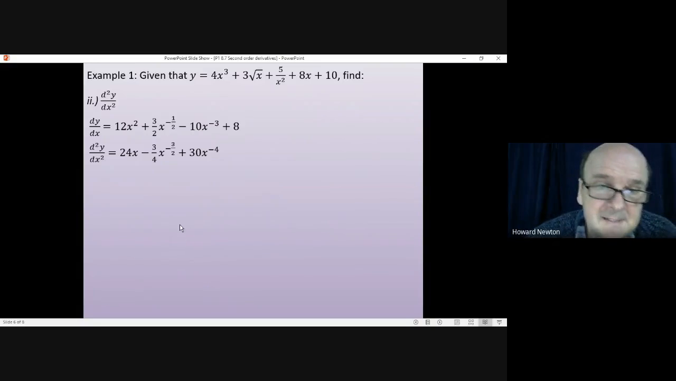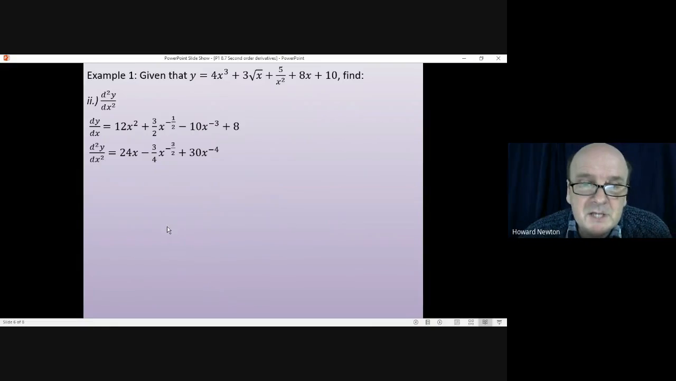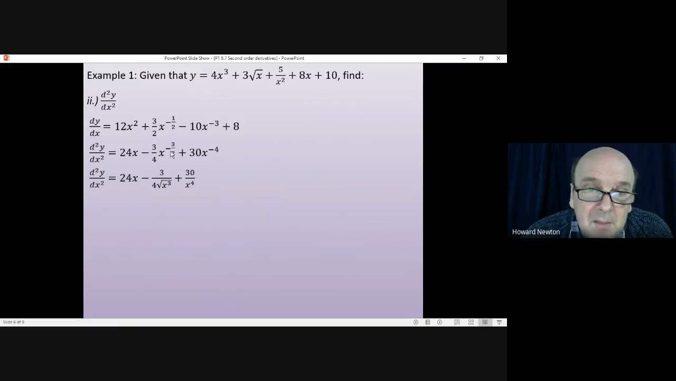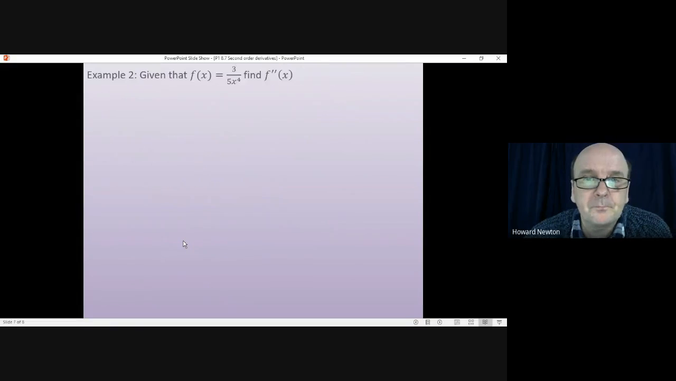Again, that is the answer, but if I was going to tidy it up, it's this middle term which is the most confusing of them, and you get the 3 on the top, the 4 on the bottom. The minus means that you've got the reciprocal of x. 3 over 2, the 3 means cubed, the 2 means square root. So I'll have the square root of x cubed. And then 30x to the minus 4 is 30 divided by x to the 4.